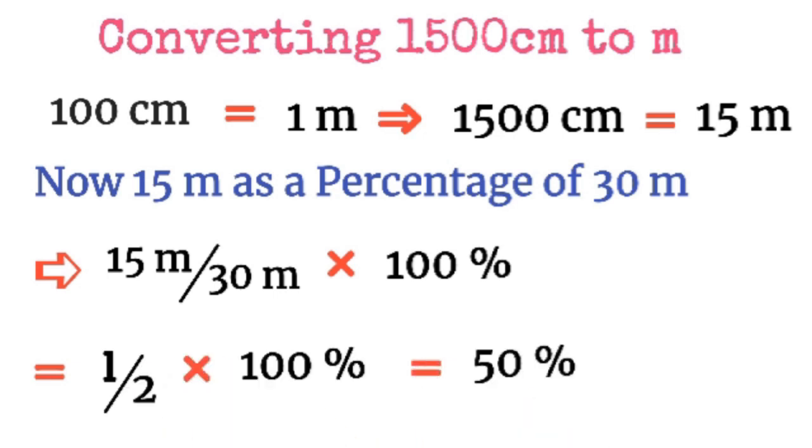So there's an equal to sign, so we will do cross multiplication. So 15 meters as a percentage of 30 meters is equal to 15 over 30 times 100%. And it will be half times 100%, which is 50%.